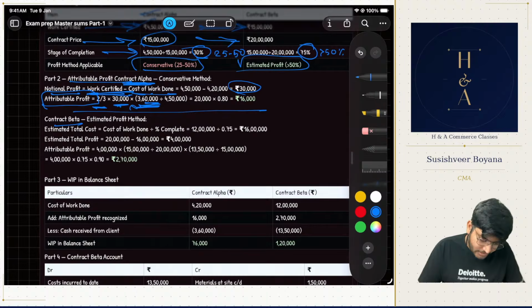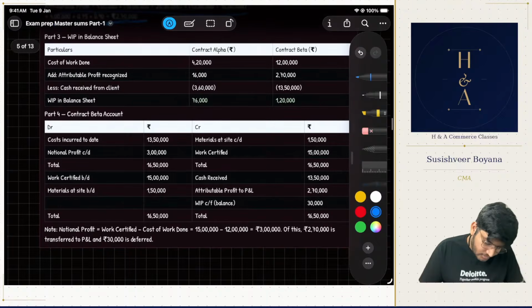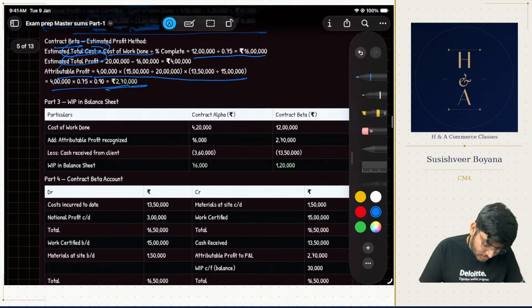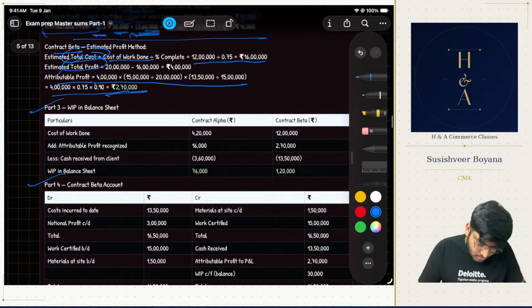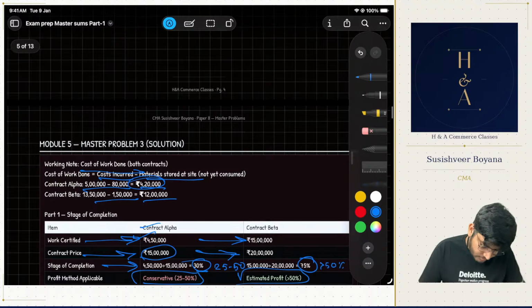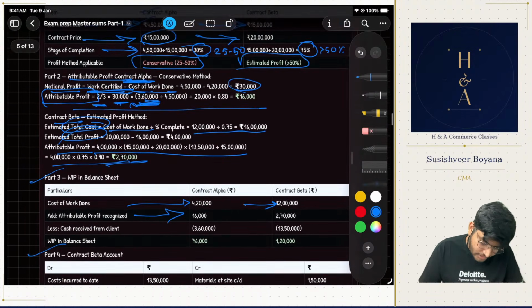Then contract beta, similar. Work certified, so and so. Total cost, estimated total profit, attributable profit. You put in the figures, you get it. Work in progress done. Sir, this is something we can show you. The contract beta account is pretty straightforward. Cost of work done, we already got. Your attributable profit, whatever is to be recognized, you already recognized 16K and 2,70K, right? Plus cash received from client.